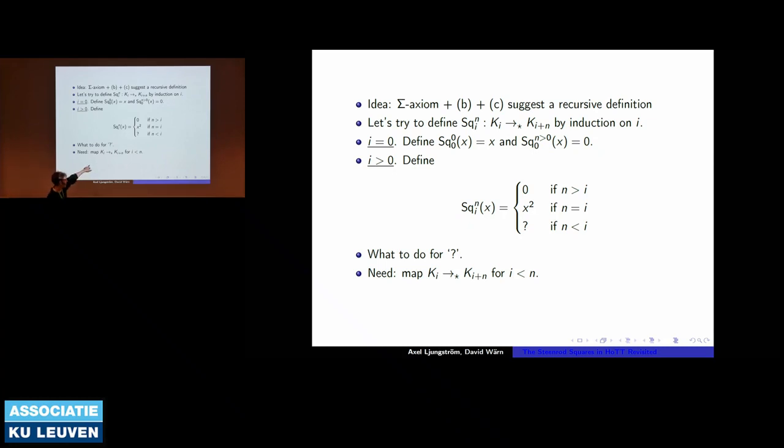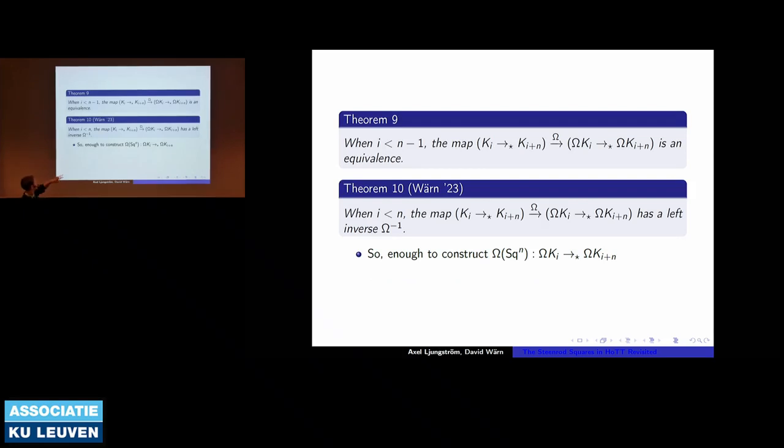So what we need is a map from Ki to Ki plus n. It's going very fast, sorry about that. But what's known is that for pointed maps from Ki into Ki plus n, if you apply the loop space functor, this is actually an equivalence when i is less than n minus 1. But we can do better. So David proved in a recent paper that in the case when i is less than n, you don't quite get an equivalence, but you get that it at least has a left inverse.